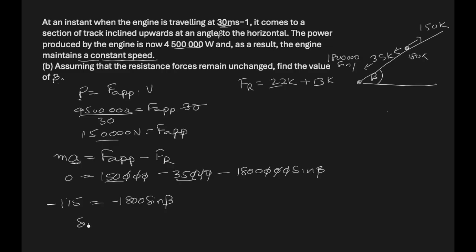So sine beta is minus 1, rather we can cancel the negatives, so it will become just 115 over 1800. So this can become beta because they're asking us to find beta. The angle beta will be sine inverse 115 over 1800. Let me use my calculator.